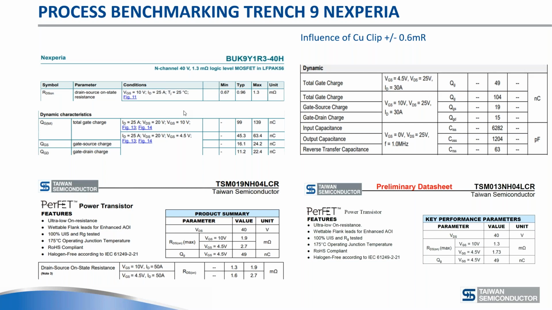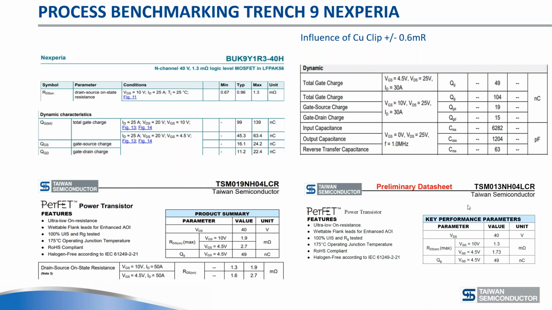In this case, what I'm doing here is our released 1.9 milliohm product. So you see the 1.9 milliohm. This is one that is released, and this is the one that's coming next month. So it says preliminary here. This is the 1.3 milliohm with the copper clip. The difference between copper clip and aluminum ribbon bonding is 0.6 milliohm.